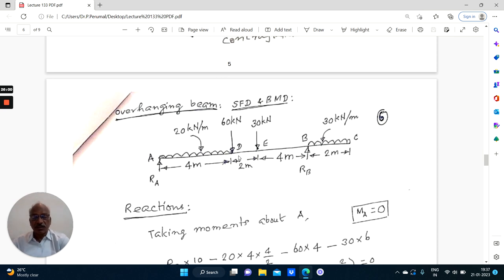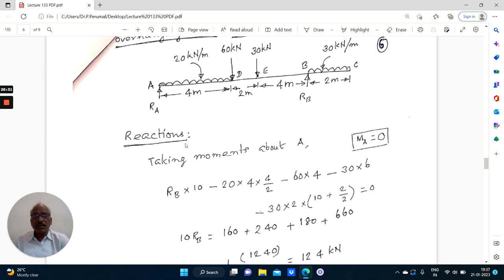This is the problem. The problem may be given in terms of a figure. They may give the figure: sketch the shear force diagram and bending moment diagram for the beam loaded as shown in figure. Or sometimes, without giving the figure, they will give the text. So one will have to practice drawing the beam and loading from the given wording. That also is important, right?